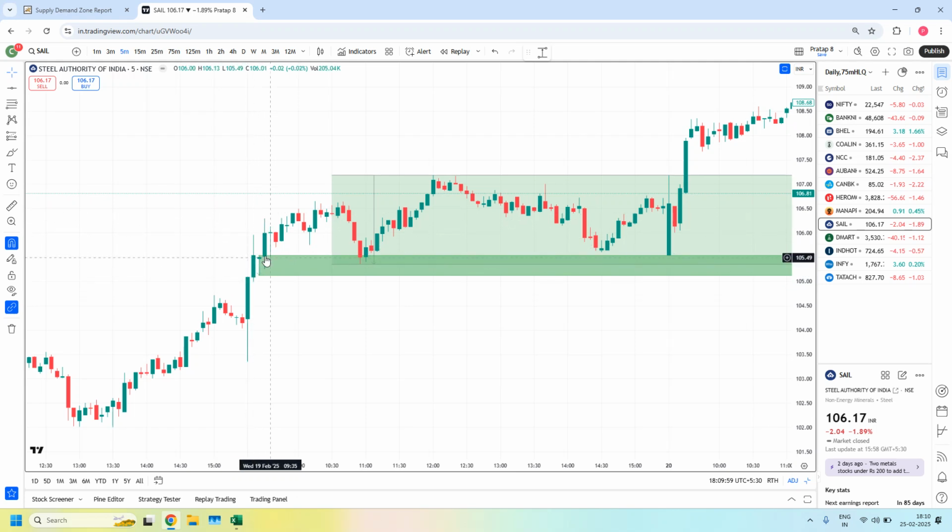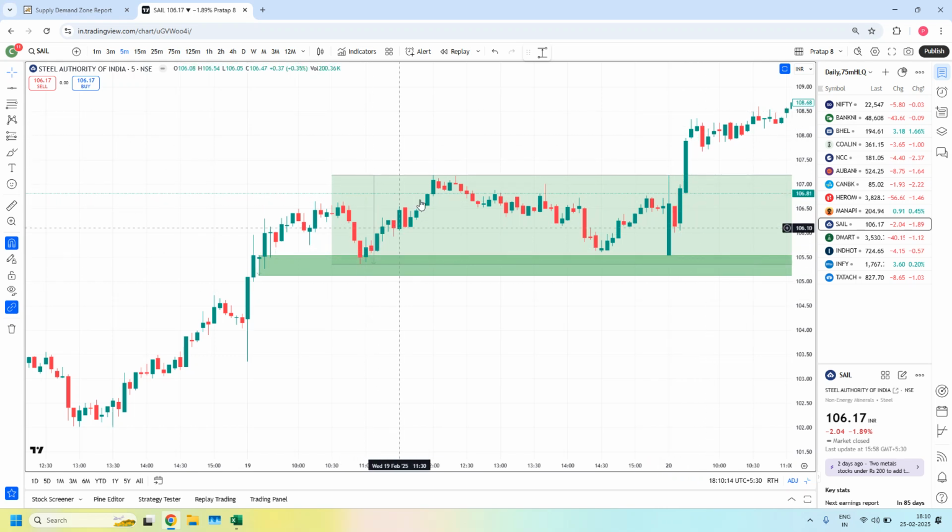This is a rally, base, rally. This 5 minute zone is the origin for this entire 75 minute high liquidity zone. See, first time it picked up the order. Again, second time it picked up the order, entire leg out formation has been started.